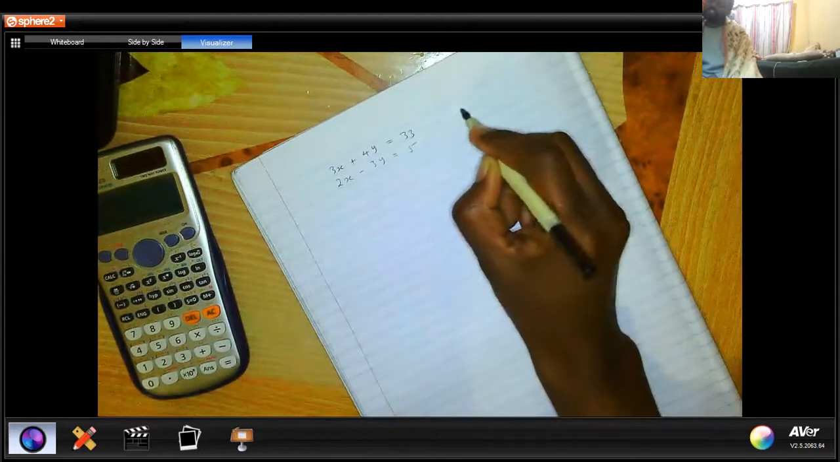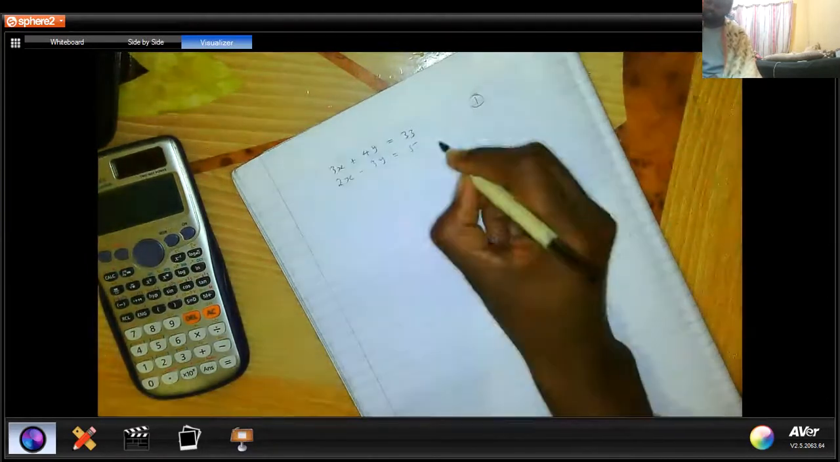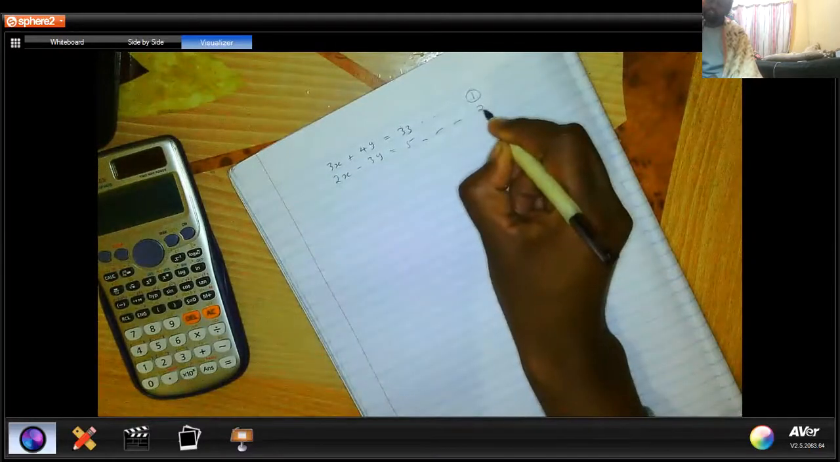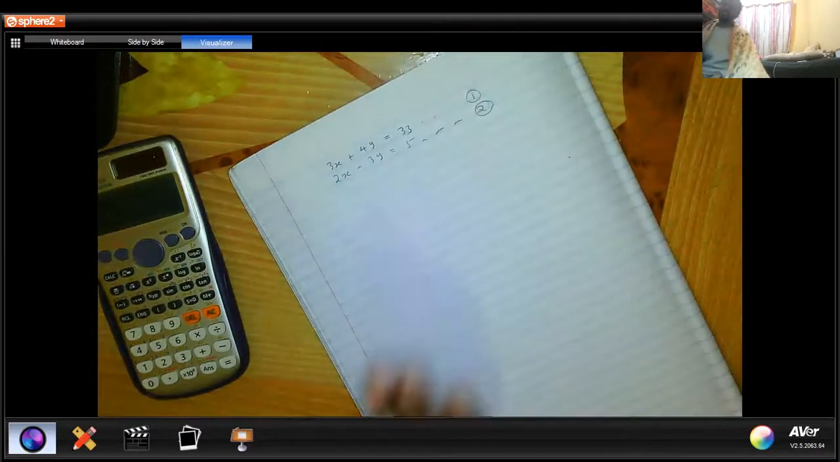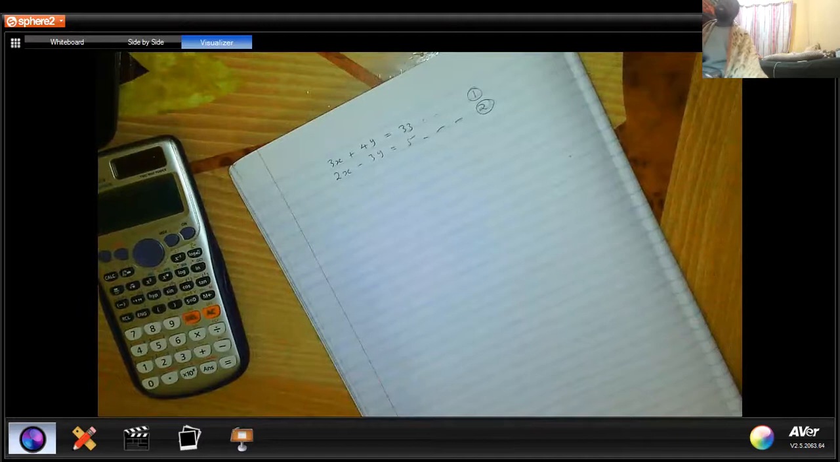Now, what does it mean? We said, first of all, this is how you start. Let this be equation 1. Let this be equation 2. Now, what we did, we decided to let equation 2 be used to substitute for equation 3.